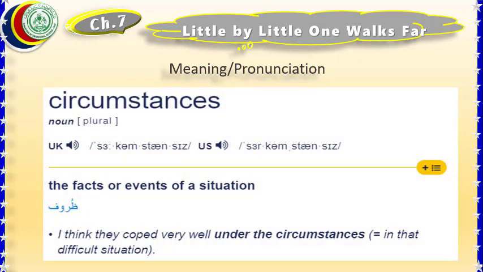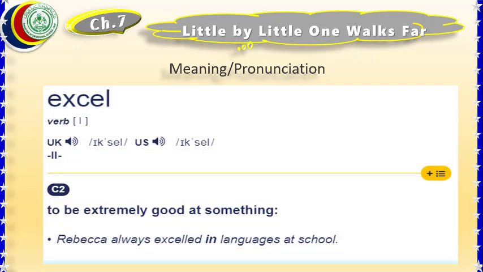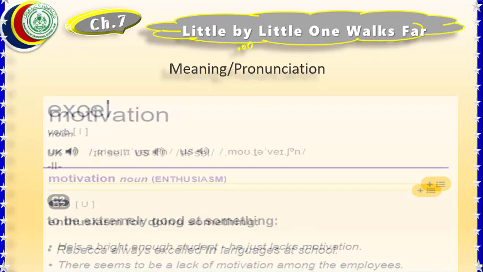Circumstances: the facts or events of a situation. Contest is a competition, especially one in which individuals rather than groups are competing. Excel means to be extremely good at something.